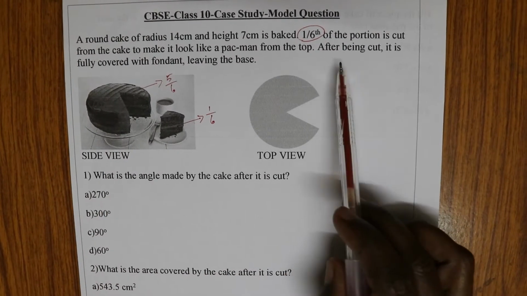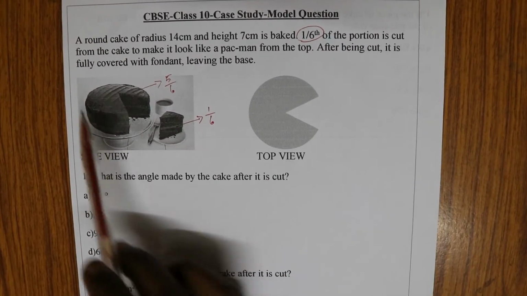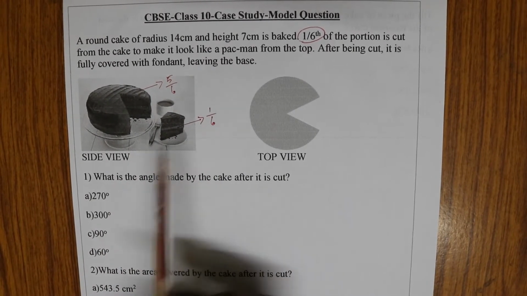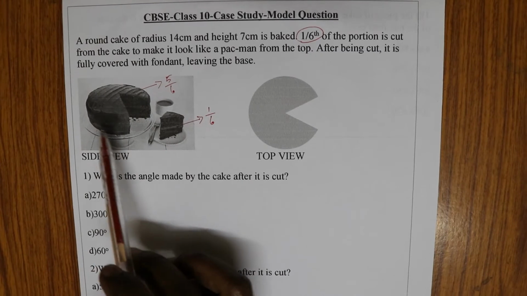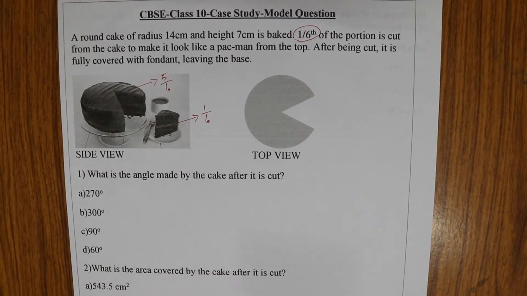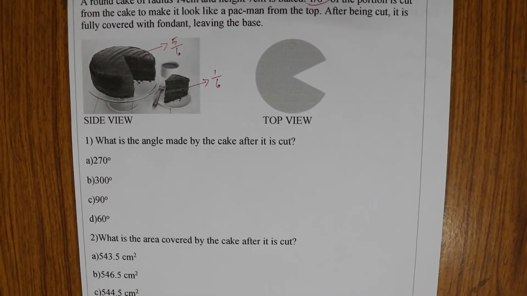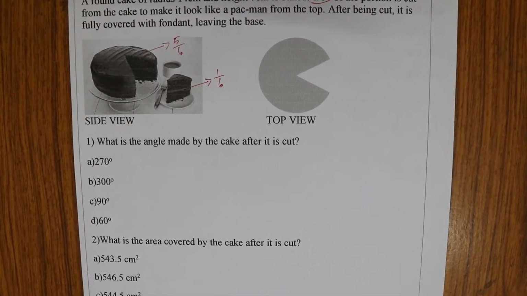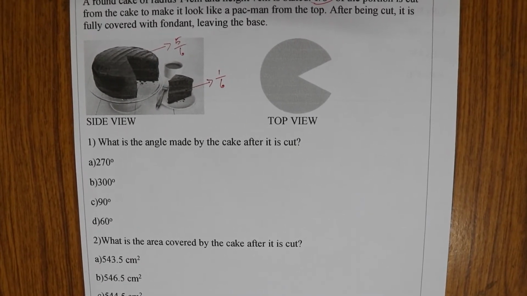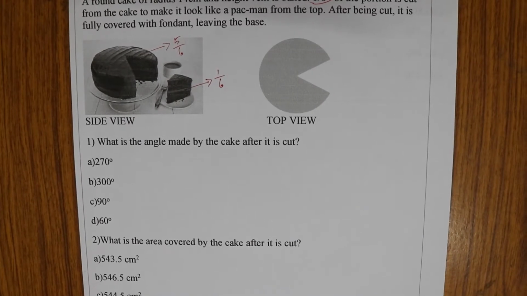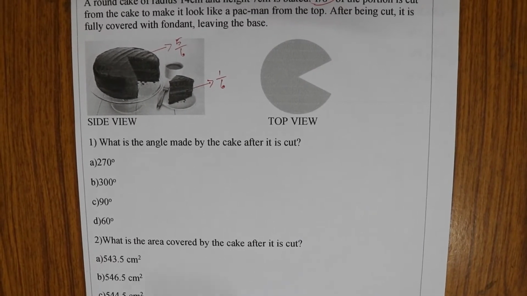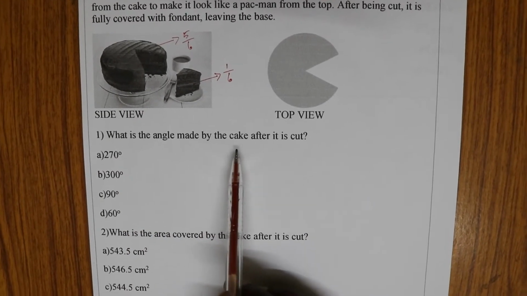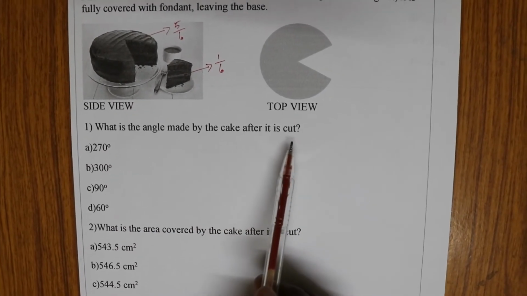Okay. After being cut, it is fully covered with fondant, leaving the base. So leaving the base, the entire cake is covered with fondant to look like a nice creamy cake. Now, this is the case study regarding a round cake in which 1/6 of the portion is being cut. Now let's come to the first question of this case study. What is the angle made by the cake after it is cut?